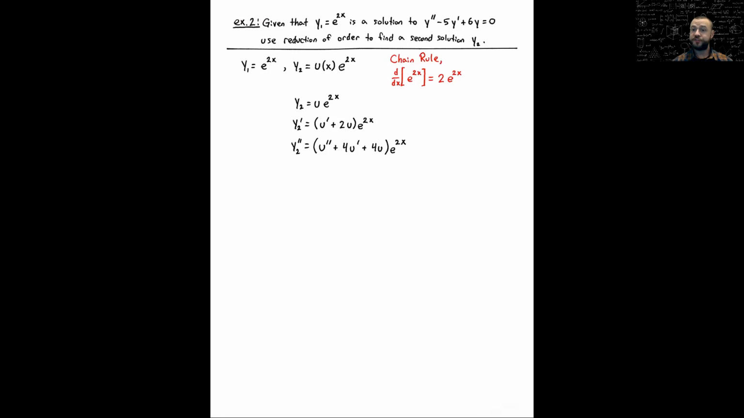You still want to use the product rule here since u, a function of x, is multiplying e to the 2x. So to calculate y2 prime and y2 double prime, you would use the product rule and the chain rule. Since at this point you're probably comfortable seeing that when you differentiate exponential functions, they keep coming back, for all these derivatives we're factoring out e to the 2x.